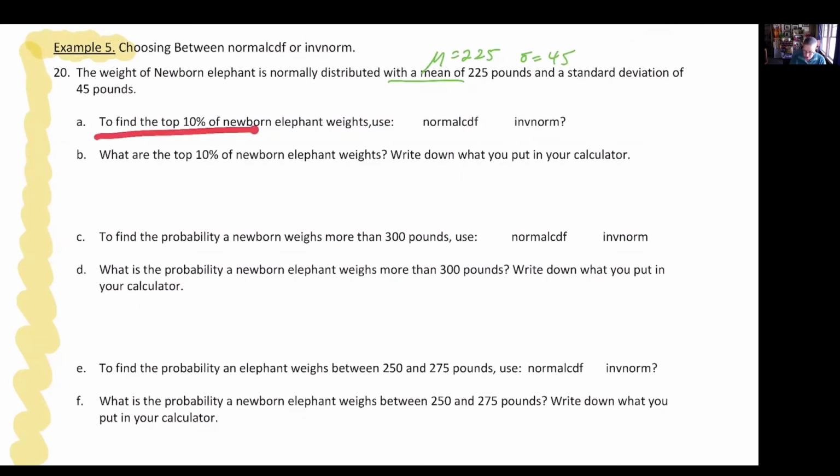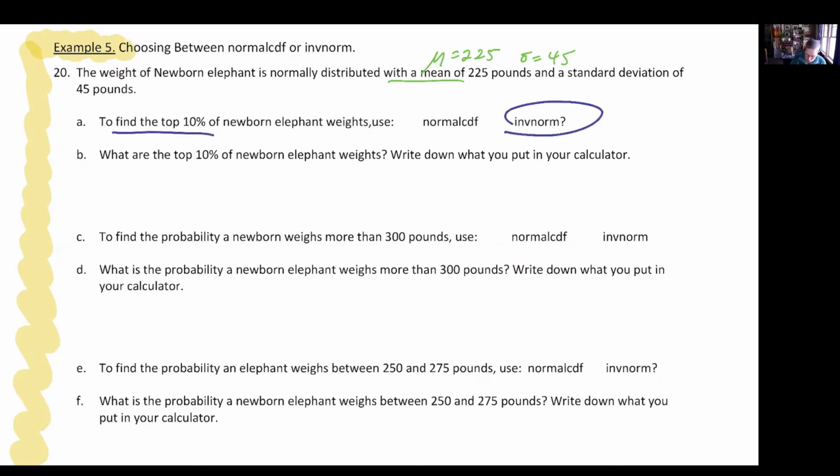To find the top 10% of newborn elephant weights, what are we going to use? Normal CDF or inverse norm? Think about that for a moment. In each of these, I have like 4 or 5 different scenarios. I am going to ask you which one we're going to use, and then I'm going to have you write down what you would put in your calculator and find the thing that we're talking about. So is it normal CDF or is it inverse norm to find the top 10%? Inverse norm. Inverse norm, yay, excellent.